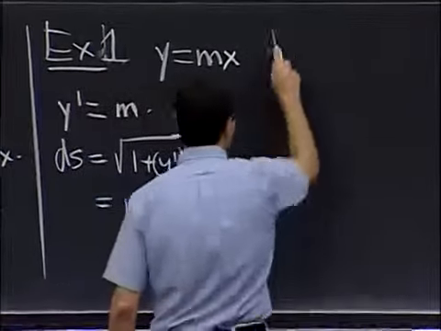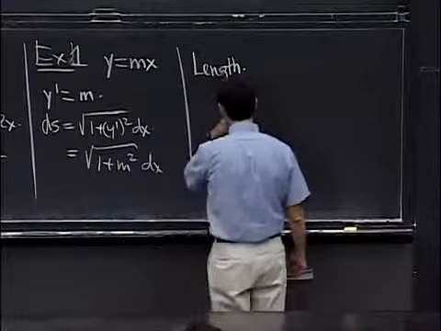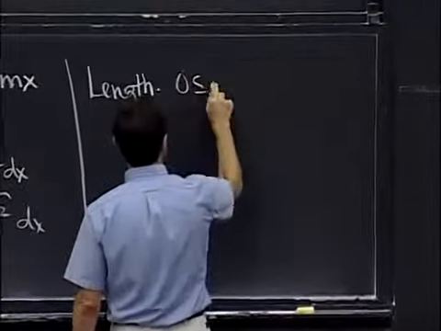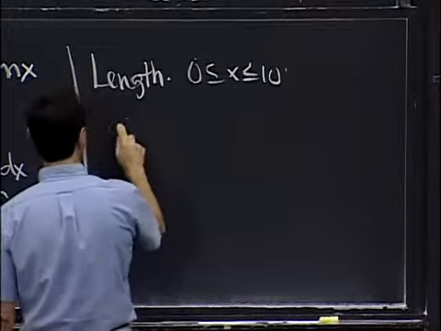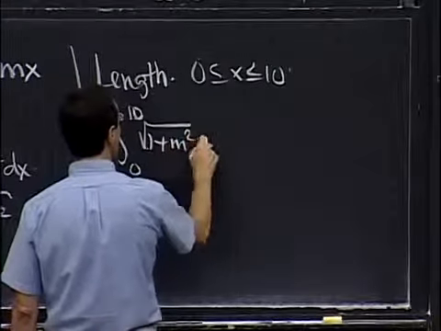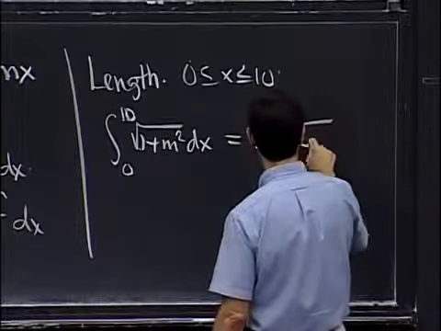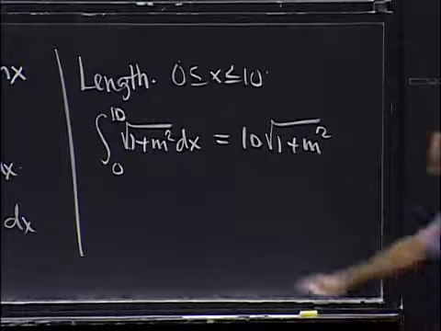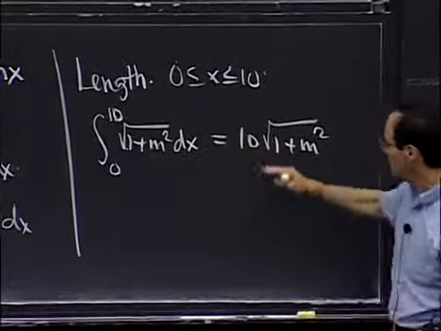And now the length of the graph, say if we go from, let's say, 0 to 10, is going to be the integral from 0 to 10 of the square root of 1 plus m squared dx, which of course is just 10 times the square root of 1 plus m squared. Not very surprising, right? This is a constant. It just factors out, and the integral from 0 to 10 of dx is 10.